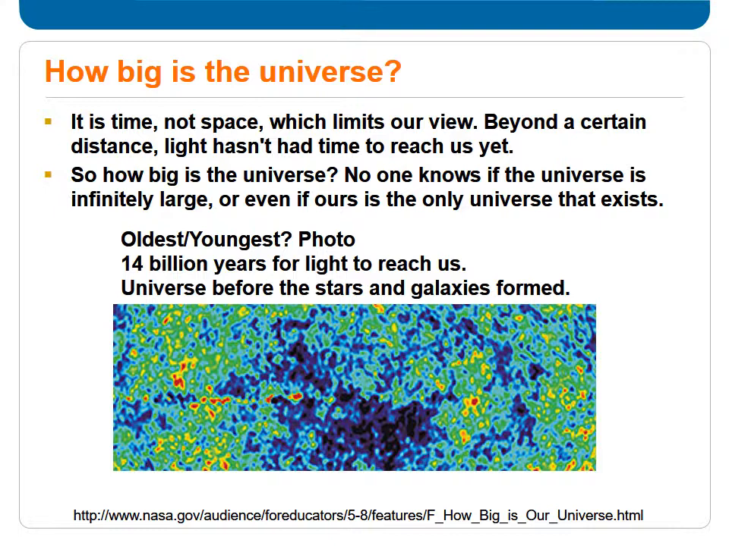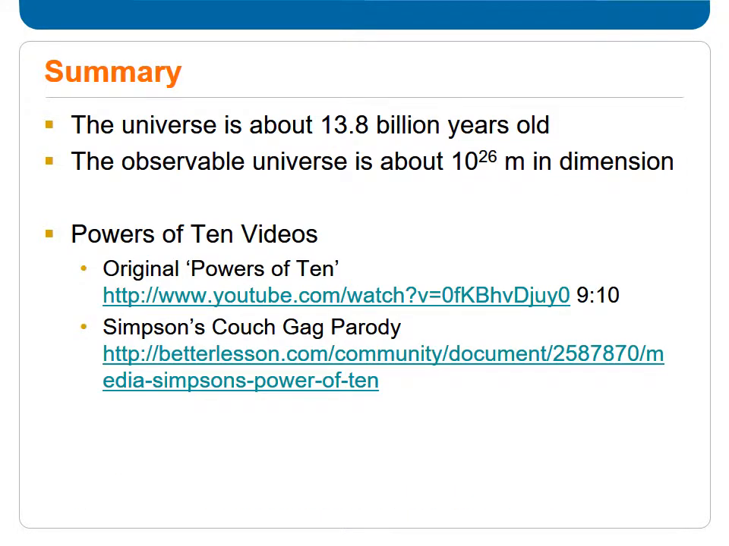The universe is expanding. When we account for that expansion, the actual known size of the universe is much, much bigger. The universe is about 13.8 billion years old, and the observable universe is about 10 to the 26 meters in dimension. I suggest that you watch the original movie Powers of 10, and if you like, the Simpsons couch gag parody of it, to get a better sense of what these orders of magnitude mean.